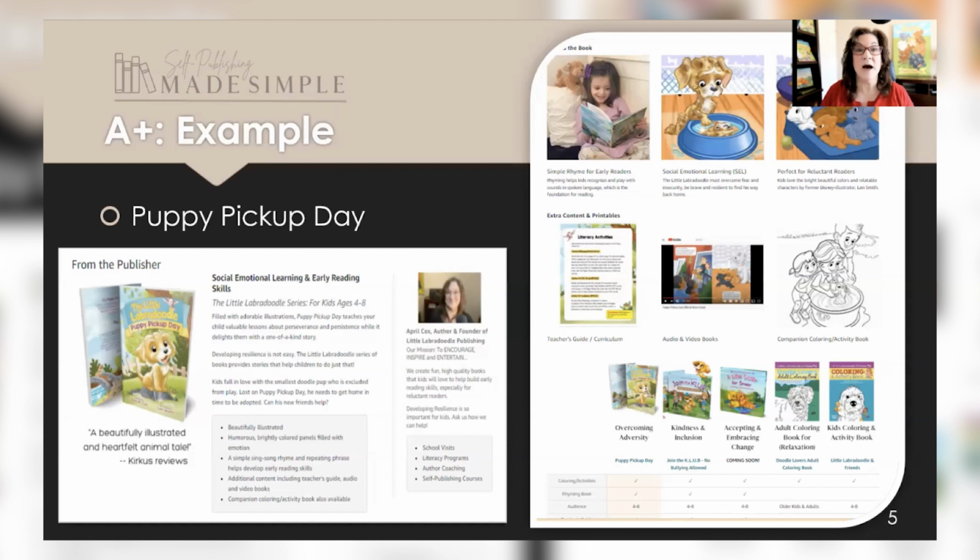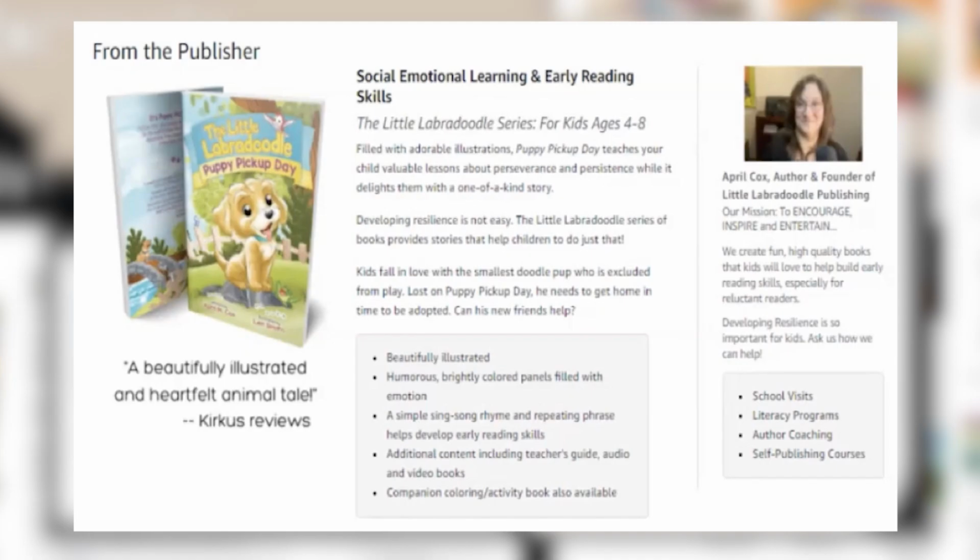Here's an example of my very first children's book, number 1 in my Little Labradoodle series. It is called Puppy Pickup Day. And you can see here at the beginning, there's this From the Publisher label at the bottom of my listing, which gives people a little bit of knowledge about me, formats the words about this listing so that it's easier to read, and highlights a nice Kirkus review that I had for the book. These are modules, right? This is one module, and I'll talk a little more about modules next.